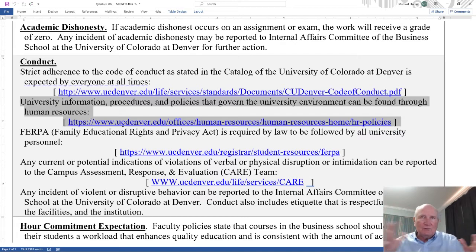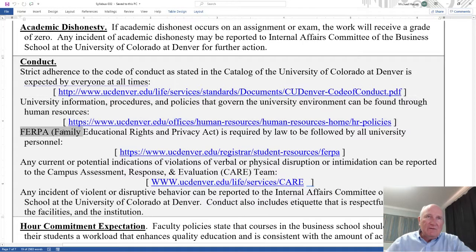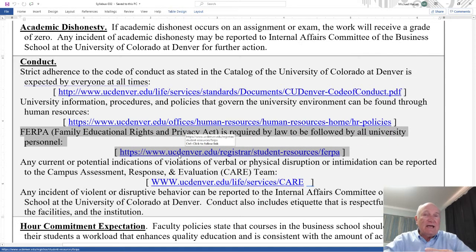This link will give all of those policies and procedures that will be required. So make sure you look over those things like discrimination, different types of policies for behavior, all kinds of things in human resources. Now, FERPA, the Family Educational Rights and Privacy Act, is required by law. This is how we release that information. FERPA laws require very specific handling of student information, not only their private information, but also their grades. So make sure you understand how that works.